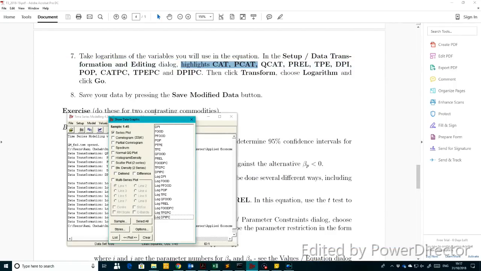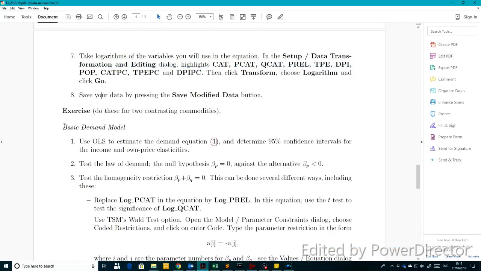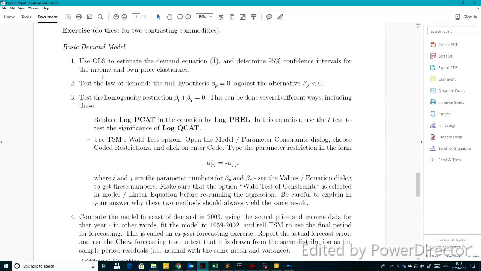Okay, so we're going to stop here, and we're going to continue later on to talk about how to run OLS regressions, and then we're going to be talking about how to find a one-sided, one-tail test using TSM.